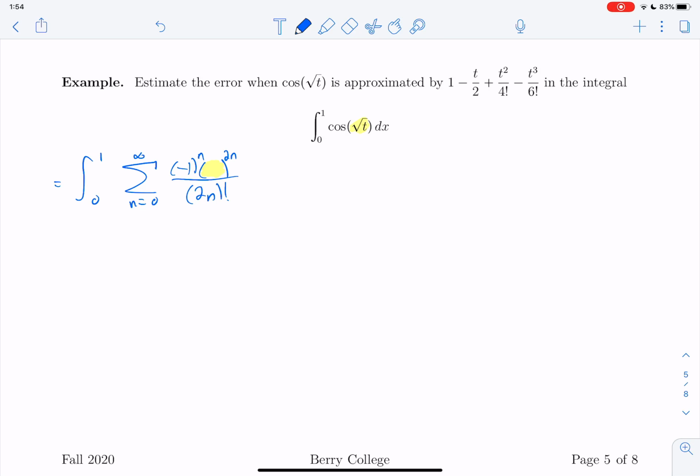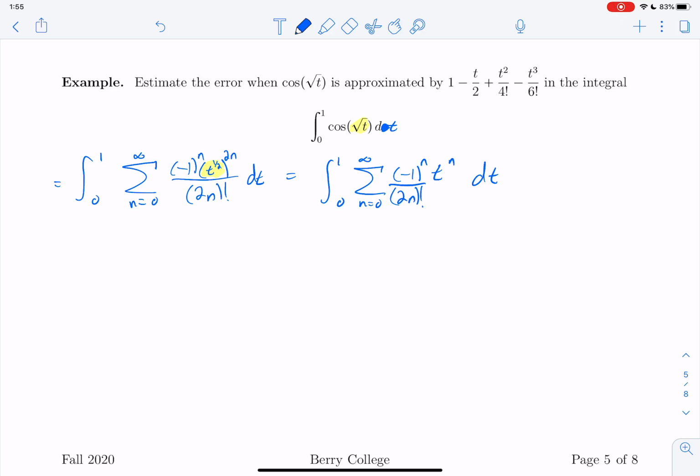Oh, these things should be matching. That's a typo. That should be a t. We don't do any multivariable in this class. And so the result here is going to be t to the 1/2 in there, taken dt. And so the series I'm looking for is the integral from 0 to 1 of the series from n equals 0 to infinity of negative 1 to the n, simply t to the n, over 2n factorial dt.